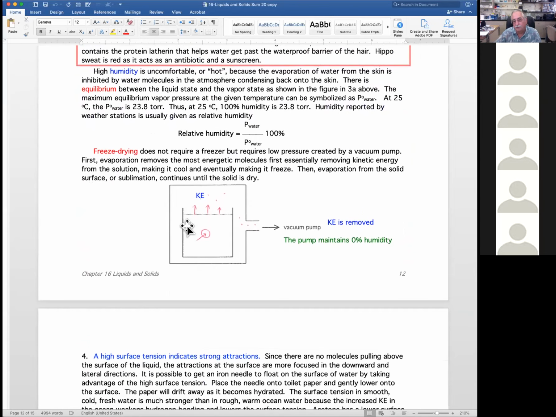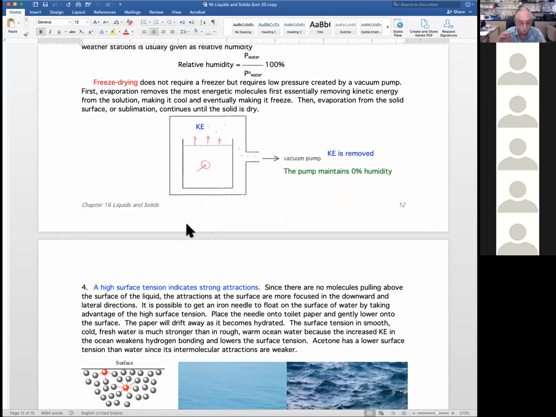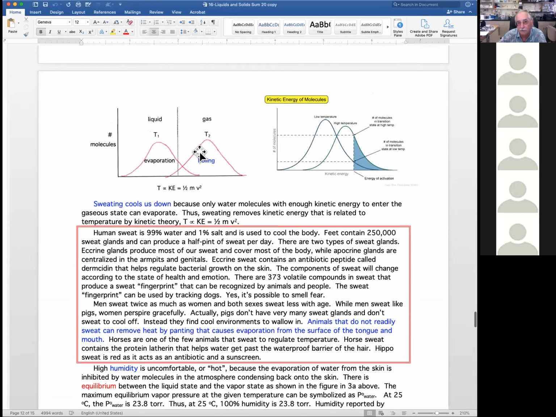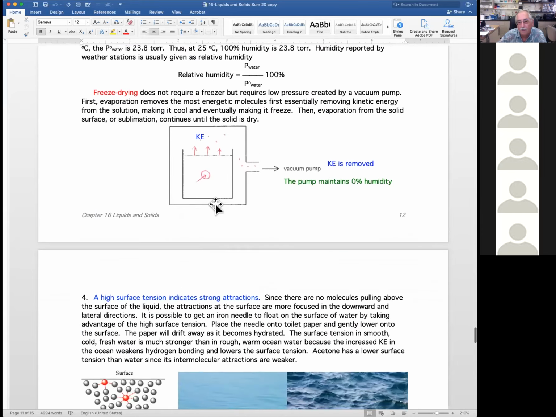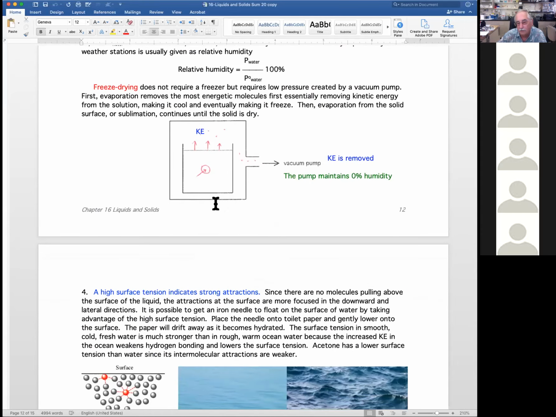And we could even use that to explain freeze drying. Freeze drying, you don't even need a freezer. All you need is a vacuum pump. So when you first put, say, a glass of water in over here, you might see some boiling. Those are very high energy molecules because remember it's a distribution, okay? But mostly you won't if you do it correctly.